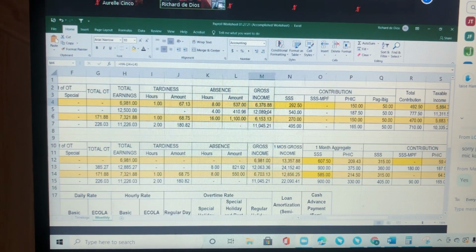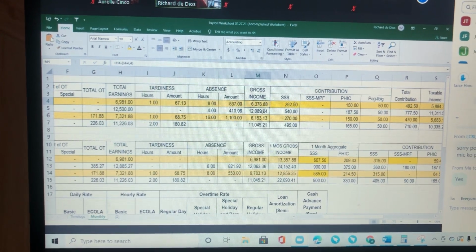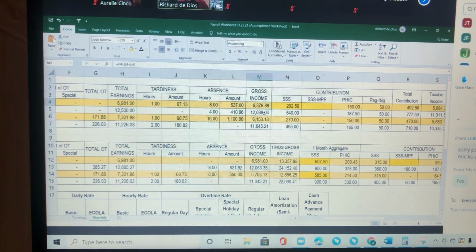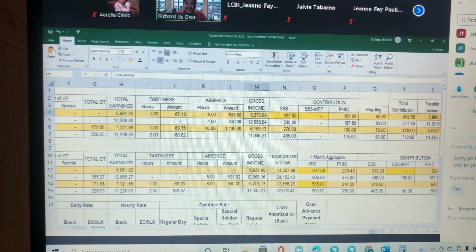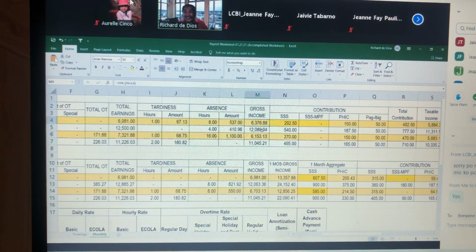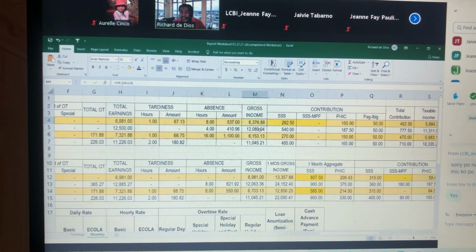You assume first that the gross income for that semi-monthly is monthly. Kasi that's the only way you could use the table. You cannot say, divide ko by 2. Kasi there's no basis for that. Iba kasi ganun yung gagawin. Hindi.